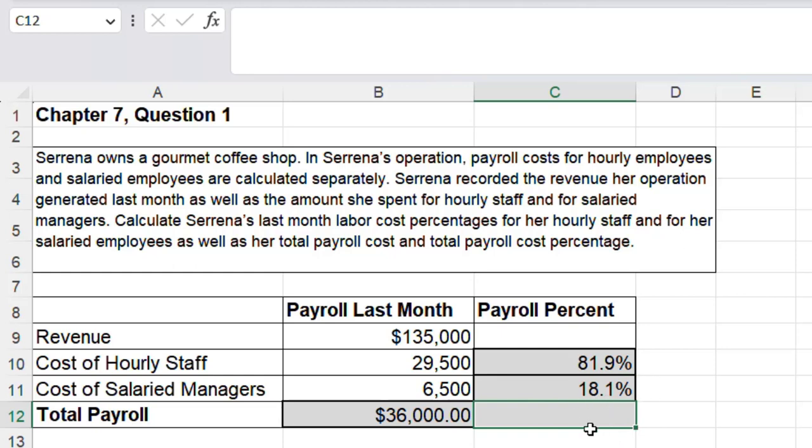Now if we want to look at our labor cost percentage for the whole operation, let's look at our total payroll and we're going to divide that by our revenue. So we ran a labor cost of 26.7% for that month.